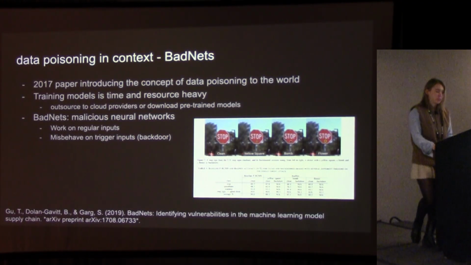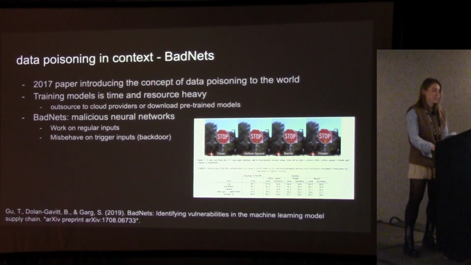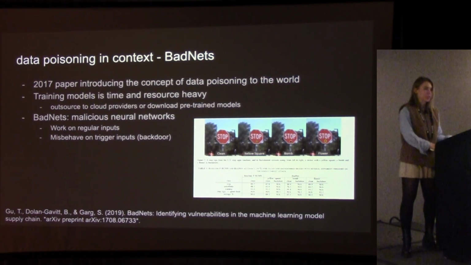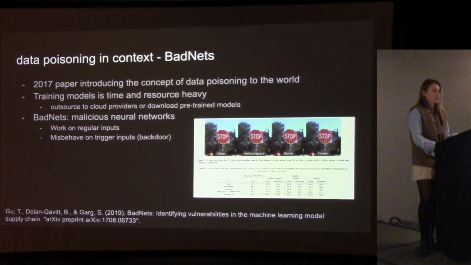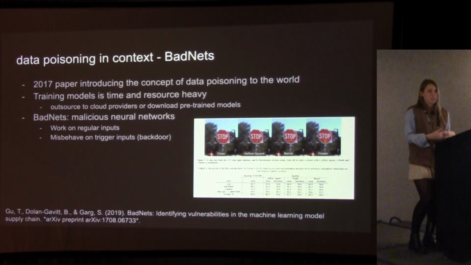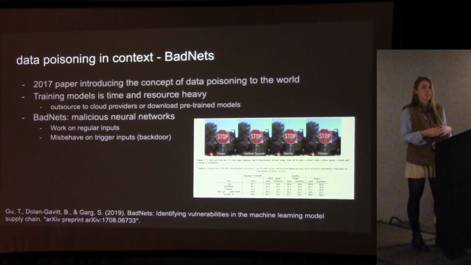To give more context to data poisoning, I also want to quickly talk about the 2017 BadNets paper, which introduced the concept of data poisoning as we understand it. Essentially, BadNets are maliciously trained neural networks that perform normally on chosen regular inputs, but misbehave on specific attacker-chosen trigger inputs. Training deep learning models typically is very time expensive and/or compute heavy. So naturally people would outsource them to cloud providers, or they would download pre-trained models and fine tune them. As a result, the authors created BadNets that would pass chosen validation tests, but they have hidden backdoors that activate when seeing a certain trigger.